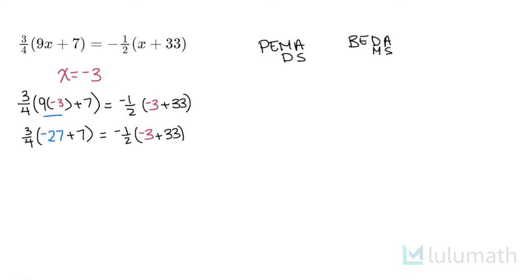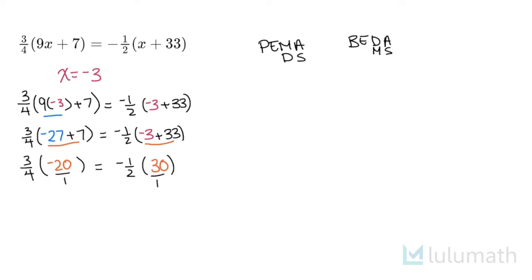And I'm not evaluating the brackets or the parentheses on the right side yet because I'm going to do the addition together in the same step. So here we have negative 27 plus 7, and here we have negative 3 plus 33. So negative 27 plus 7 is negative 20, and negative 3 plus 33 is positive 30. And then I'm going to copy the rest of the equation down. Now this is negative 20 over 1, and this is 30 over 1.